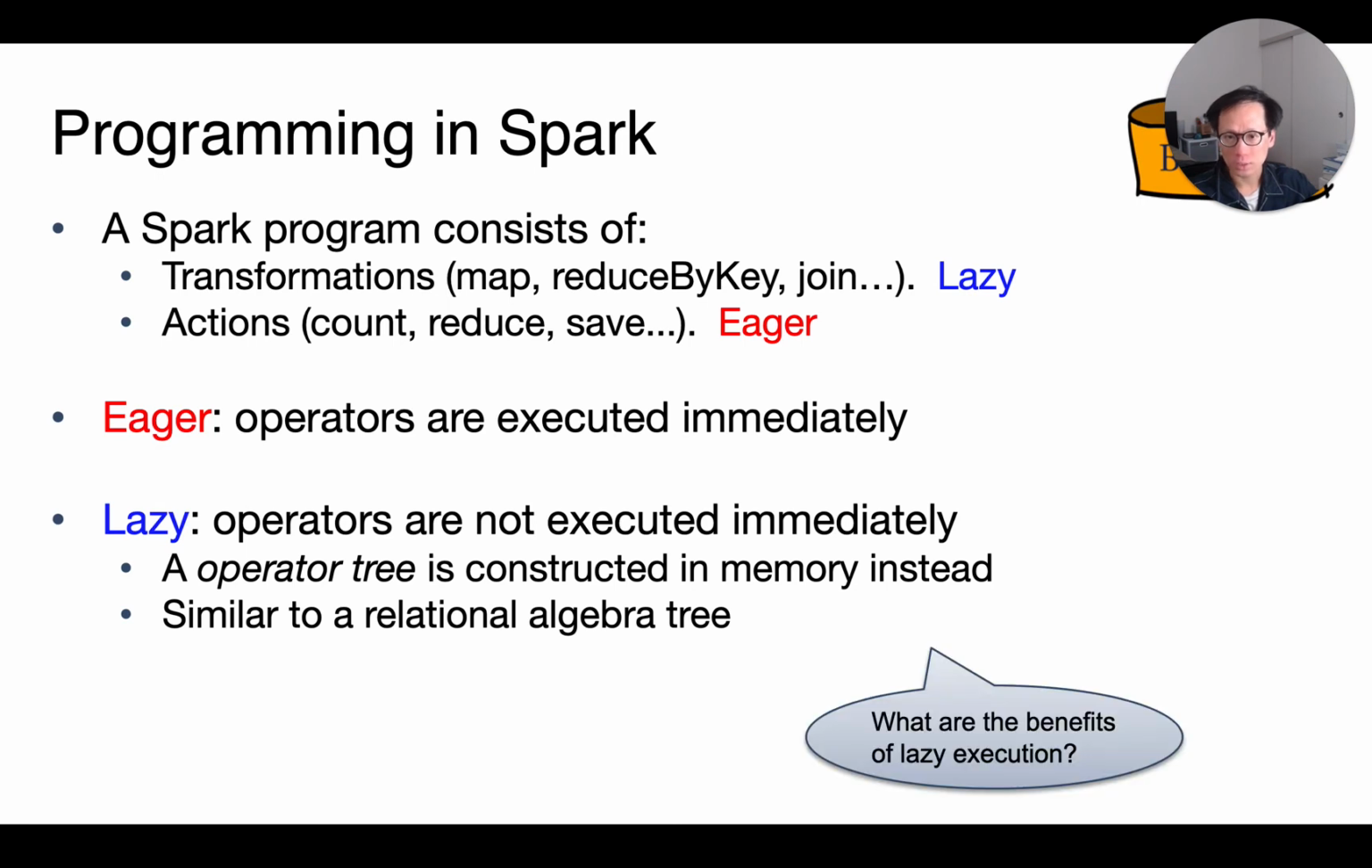Why do we do this? Well, one of the benefits is that we can group together multiple operators and fuse them together. For instance, if we have two consecutive selections, one after another, then we can combine them together as a single selection so that we don't need to iterate through the entire RDD multiple times and save some IOs.